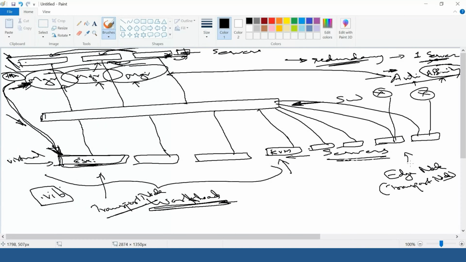So if a VM running here wants to go to the internet, or talk to some device, then this will come to the edge node. From the edge node, it will be going out. Any traffic from the NSXT enabled data center will go to the edge node, and from there it will be going out. That is the reason we are calling it the edge node.